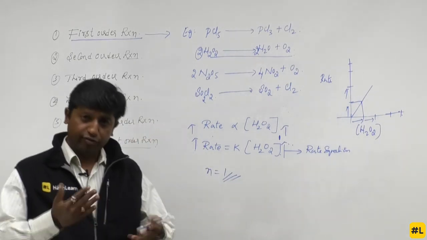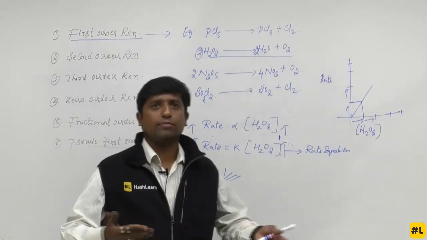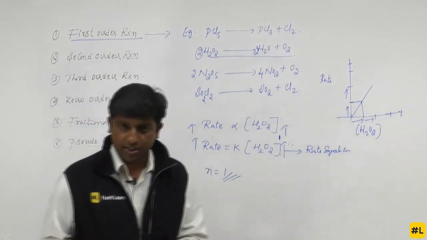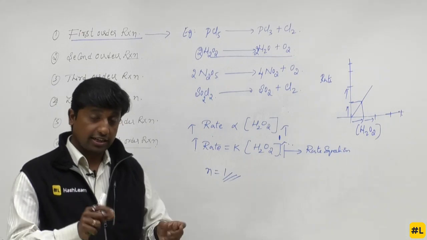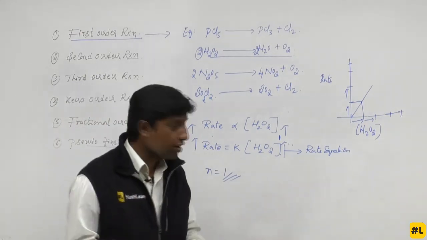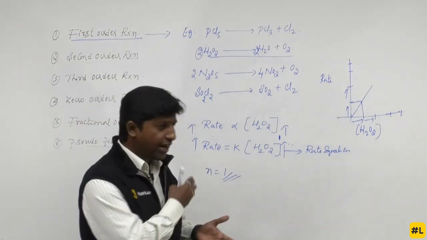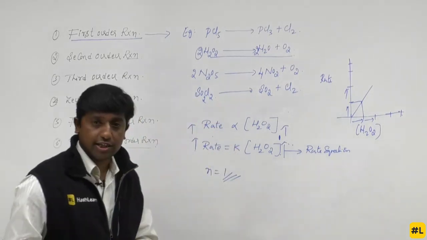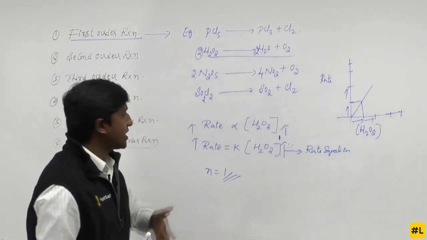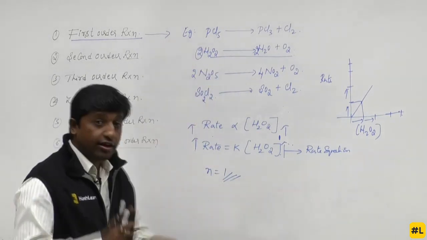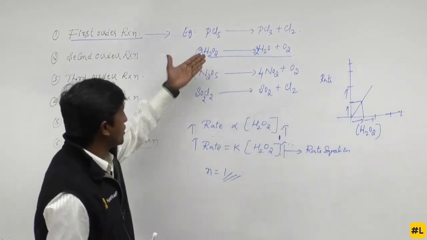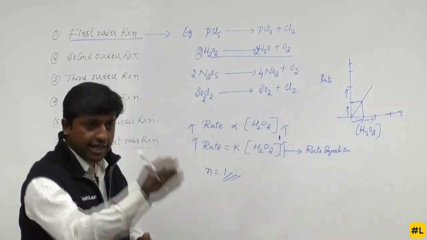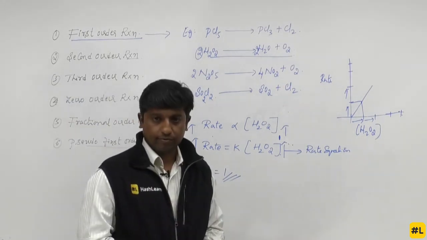I say that the order of the reaction is the sum of the powers of concentration terms which are raised in the rate equation. That is the definition, but understanding the concept is very important here. You can crack many questions which appear in your competitive examinations if you understand this concept better. All the examples which I have taken are examples of first order reactions. The decomposition of hydrogen peroxide, nitrogen pentoxide, phosphorus pentachloride, all these are examples of first order reactions.